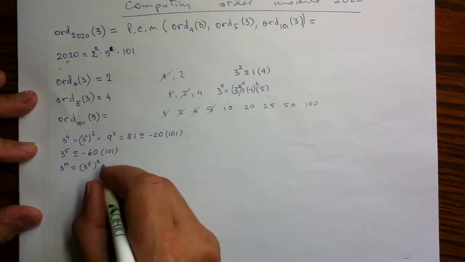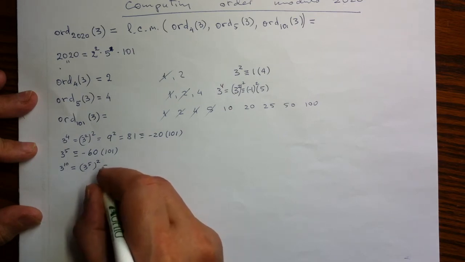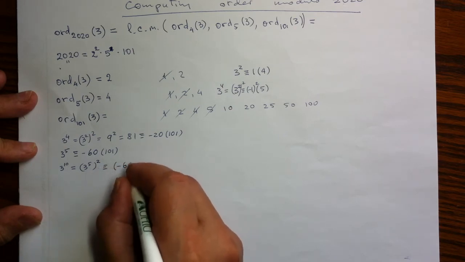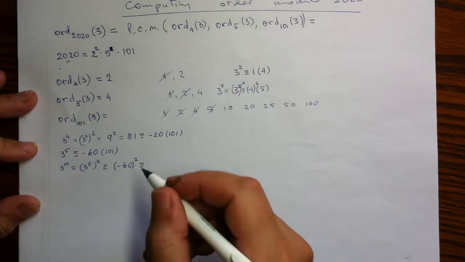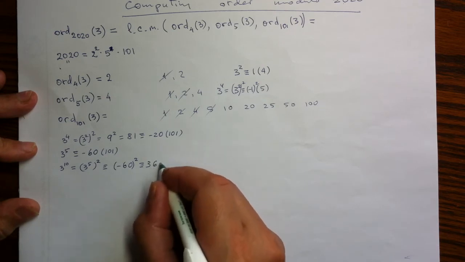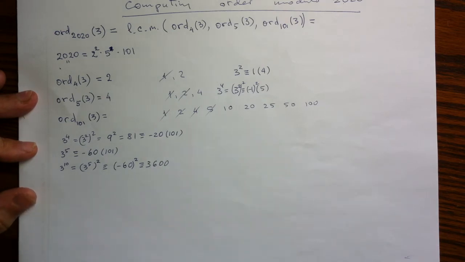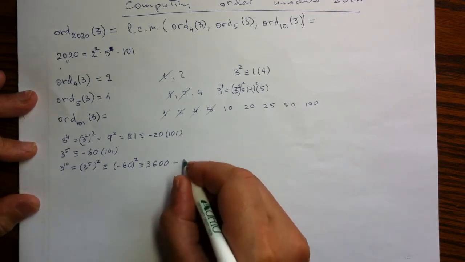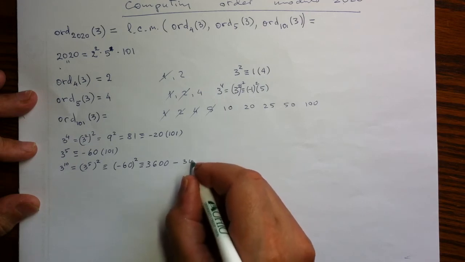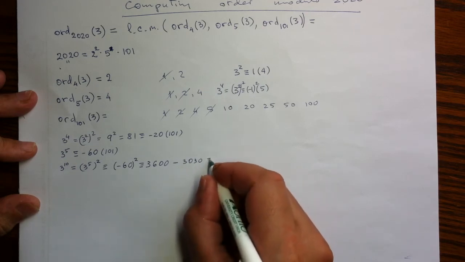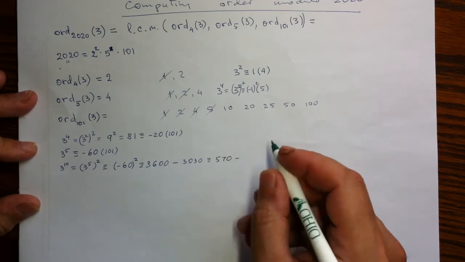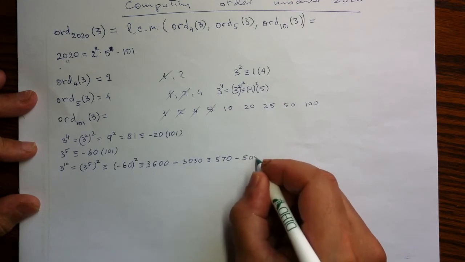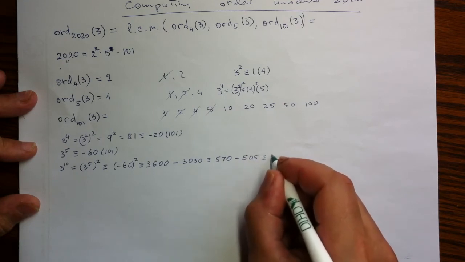So that would mean taking the square of negative 60, which is as good as the square of 60. So that will be 3600. But I'm working modulo 101, so I can take multiples out. So I can take 3030 out, which will leave me with 570, and I can reduce it by 505, and I will be left with 65.